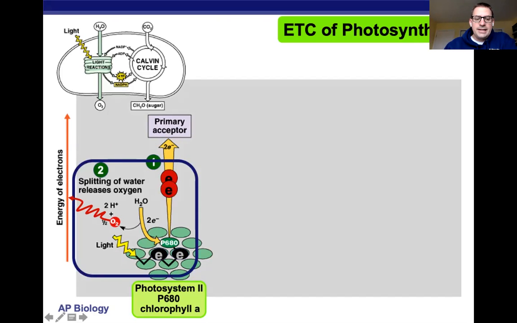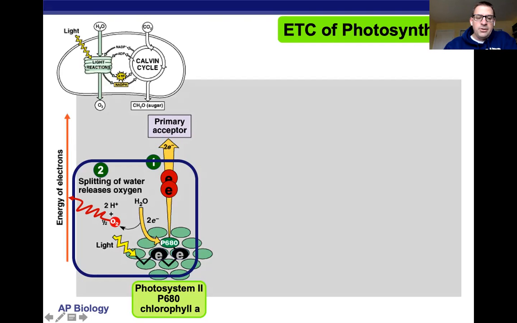Now, one thing that has to happen here: once those electrons are passed off to the primary electron acceptor, this reaction center chlorophyll has what's called an electron hole, right? It is missing two electrons that have been passed off to another molecule, and those have to be replaced. And so there is an enzyme that actually splits a water molecule into two electrons, two protons, and one oxygen atom.